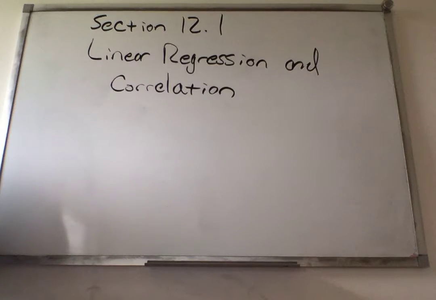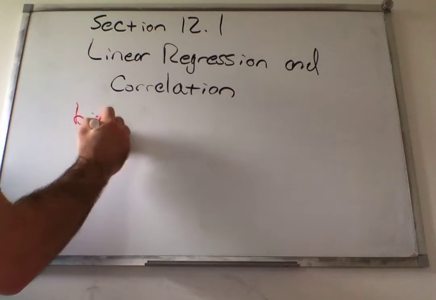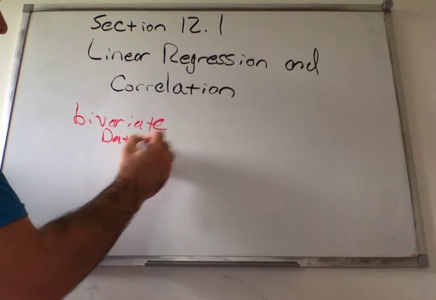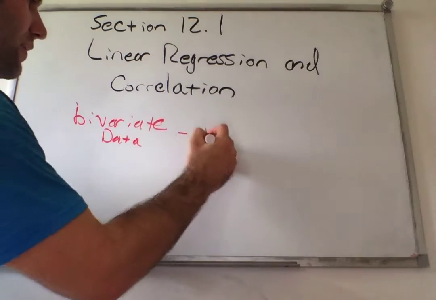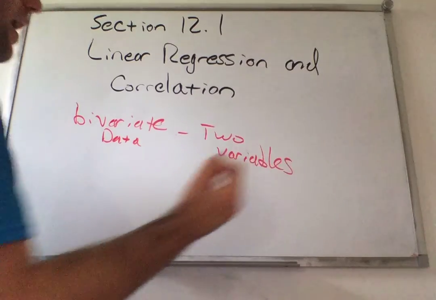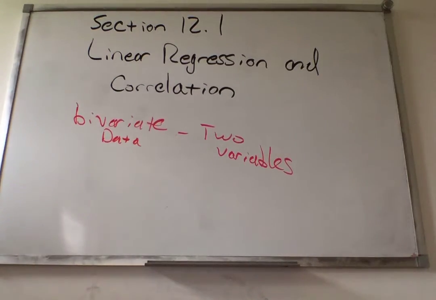So the type of data that we're going to be talking about in this chapter is called bivariate data. Bivariate data just means there are two variables. Now, in real-world problems, there are usually more than two variables, but we're just going to talk about two variables here. Now, the question is, are the two variables we are talking about related in any way?